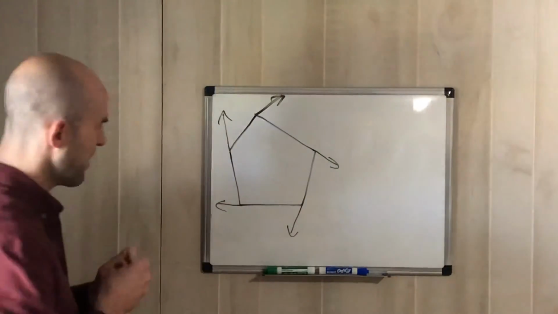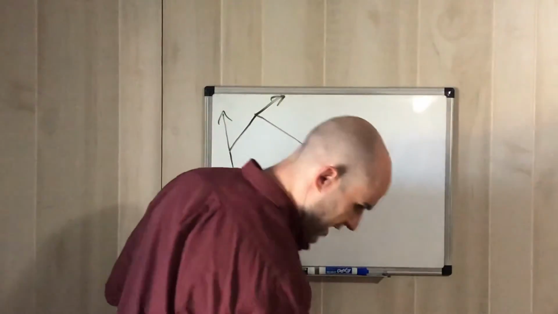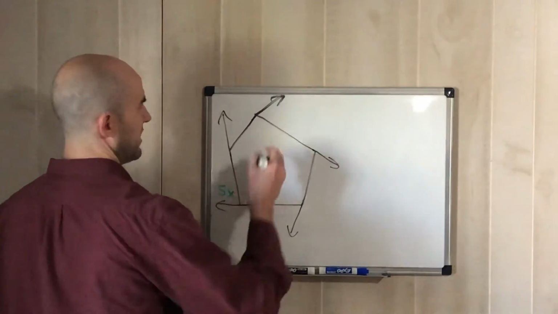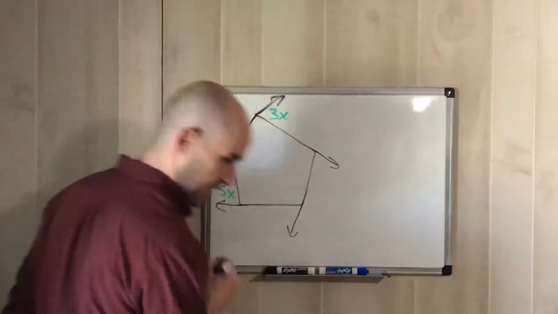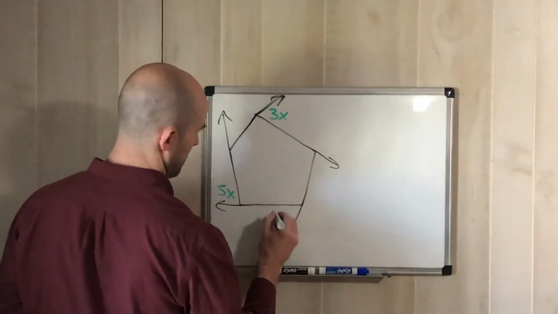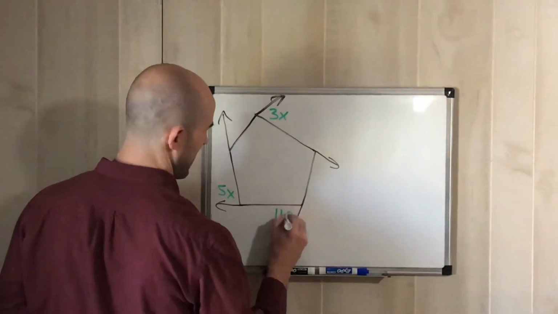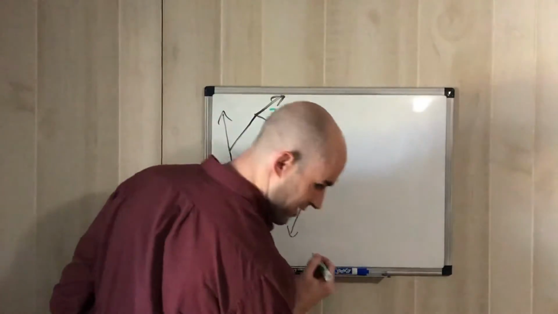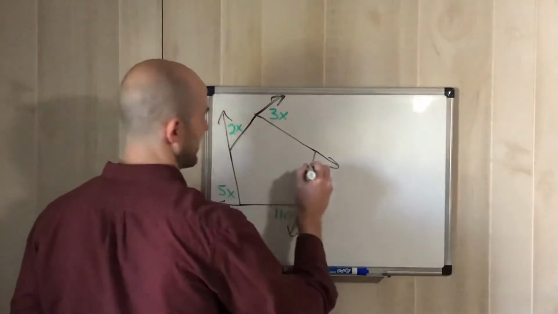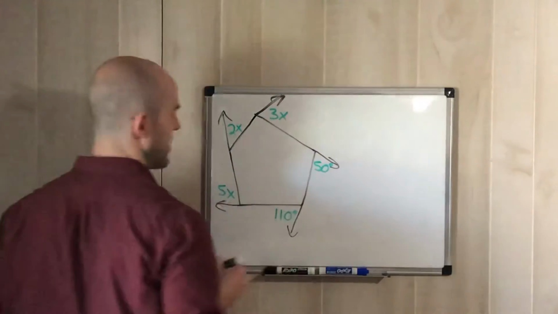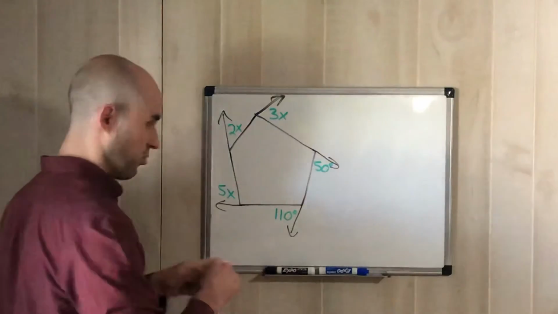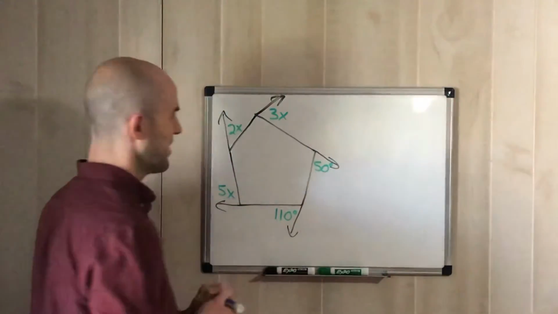And so I'm going to add in the measurements now. So I'm going to make this 5x. Let's make this one here 3x. Let's make this 110. Let's make this one 2x, and let's make this one 50, right? So we have 2x, 3x, 5x, 110, 50 degrees, right? And again, we just want to solve for x.